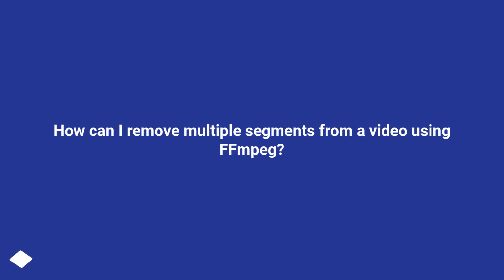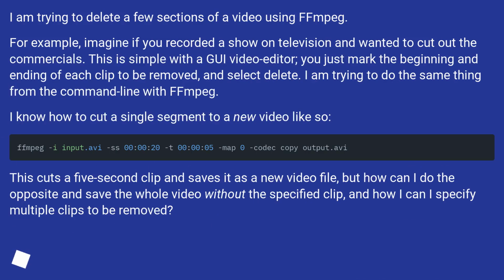How can I remove multiple segments from a video using FFmpeg? I am trying to delete a few sections of a video using FFmpeg. For example, imagine if you recorded a show on television and wanted to cut out the commercials.